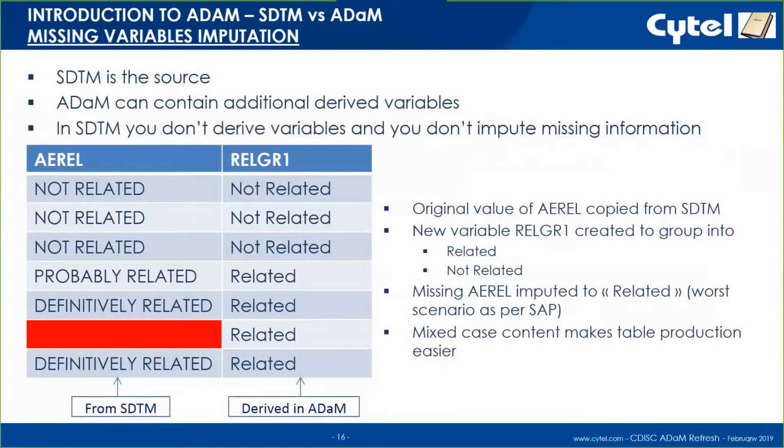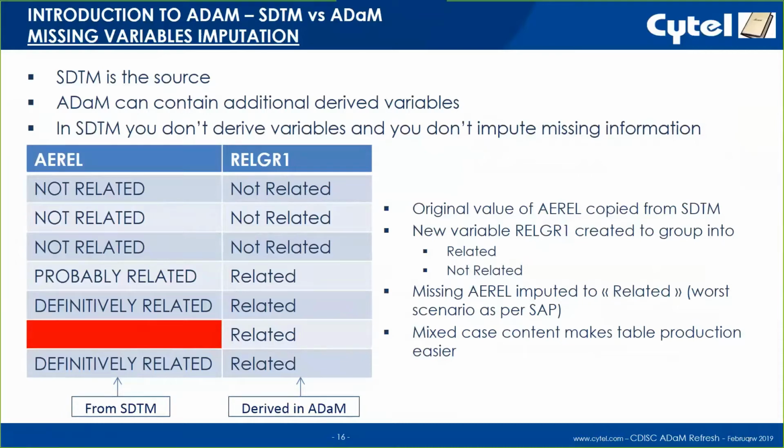And what you do in ADaM is, first of all, you need of course a statistical analysis plan to tell you how we interpret this missing value. Do we assume that if it's not related, it's related? So we go with the worst scenario. That is usually what we do. So that has to be stated in the statistical analysis plan, of course.